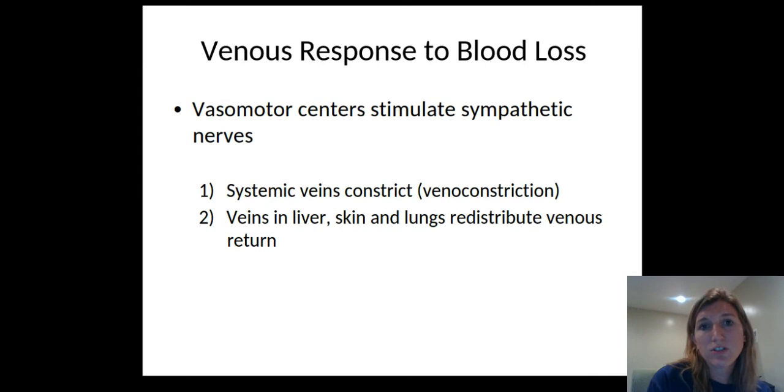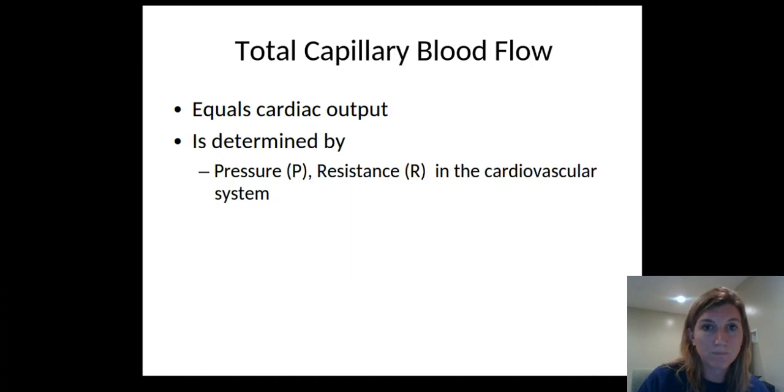So a venous response to blood loss, say you're hemorrhaging or your arm gets cut off or something like that, your vasomotor centers are going to stimulate sympathetic nerves. And what that's going to do is allow those veins to constrict, vasoconstriction. Veins within the liver, the skin, the lungs, all of those kind of blood sinks that are spread throughout the body are going to redistribute the venous return and allow for an increase to maintain blood volume as needed.